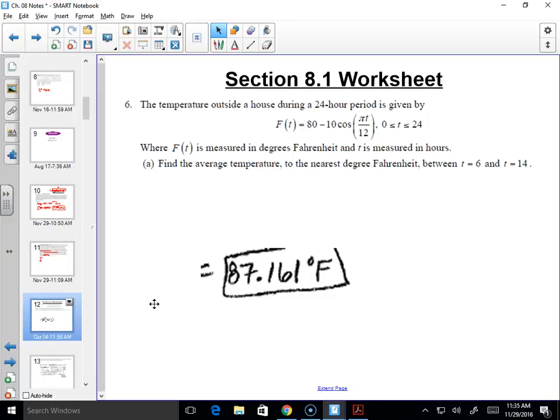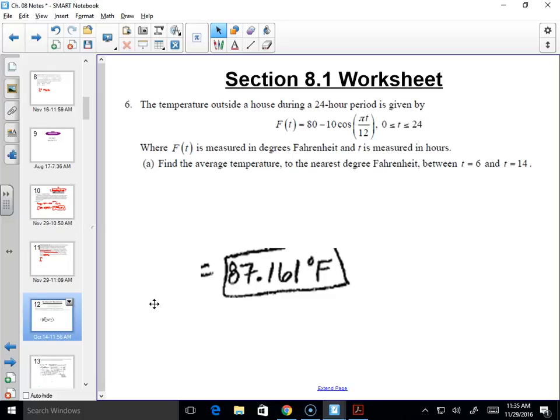What did you guys put as your work? Is it 1/8 times the integral from 6 to 14 of 80 minus 10 cosine pi t over 12? It'd be 1/8, but the integral is from 6 to 14, right? Wait, what's 14 minus 6? 8. That's what I did wrong. Amanda, what answer did you get? 84.837, but I might have just done the math wrong. Oh, that's close enough. You're checking it right now.